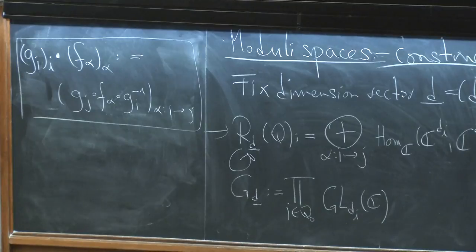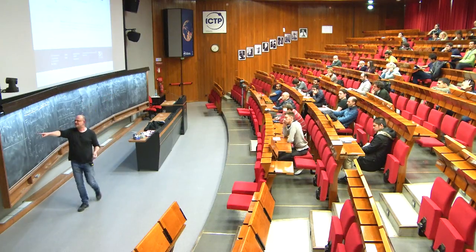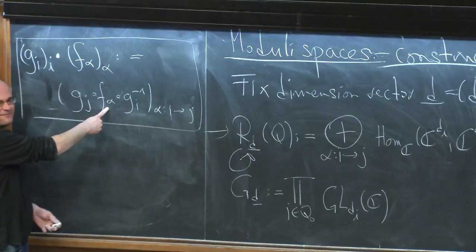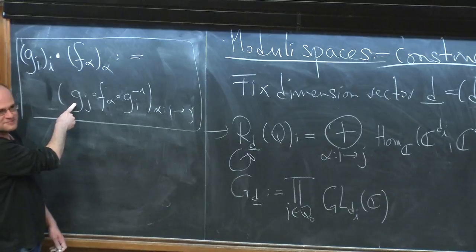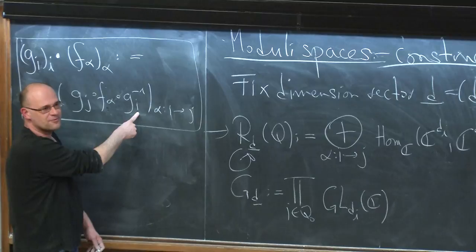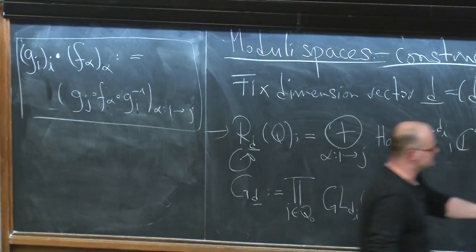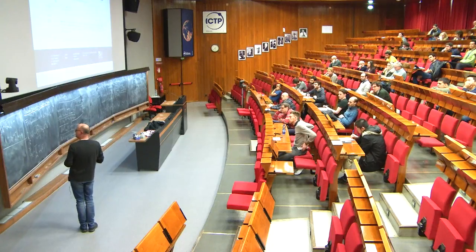Let's double check with reality. So in this case, we have one linear map, and we're acting by row and column operations. And this you clearly see here. If you represent this linear map f alpha by a matrix, then gj acts by left multiplication. That performs the row operation. And gi inverse acts by multiplication from the right. This performs the column operations. Or if we take this one loop case, then there's only one g. And then we get the conjugation action, g times matrix times g inverse. Yeah? And you can work it out in all other cases.